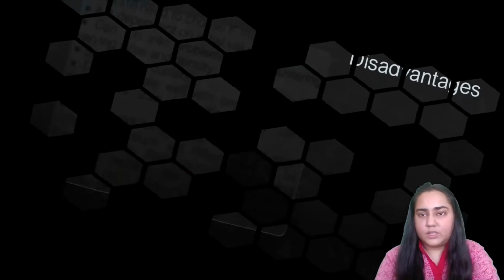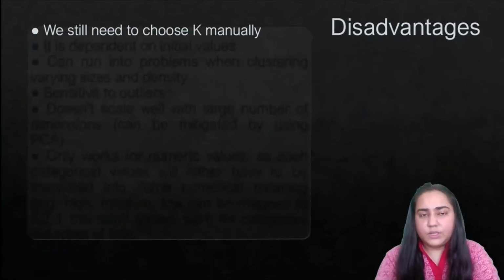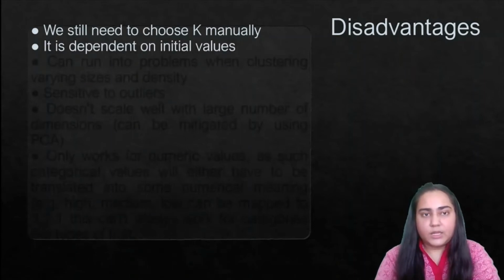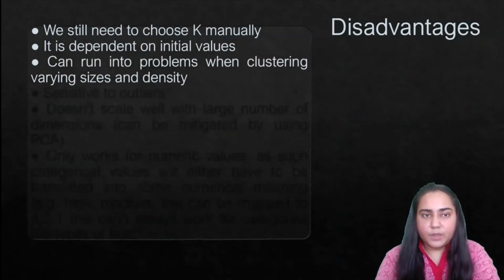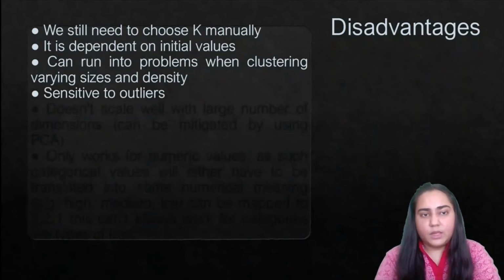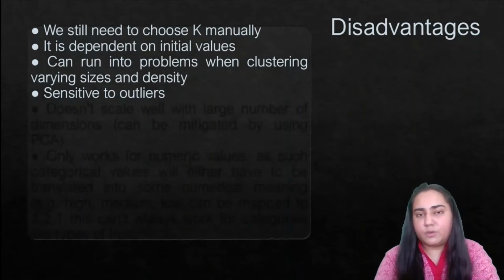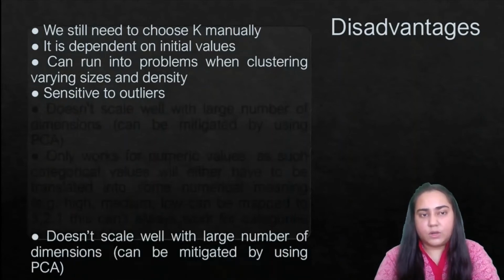So they don't always have to be circular; they could be elliptical clusters as well. And some disadvantages. You still need to choose K manually. You have to pick the value of K, and it is dependent on initial values. You can run into problems when you're clustering varying sizes and density. And it is sensitive to outliers. So if you have some data points which are far away from everything else, they are outliers on your XY plot or scatter plot, then clustering is obviously sensitive to such outliers.